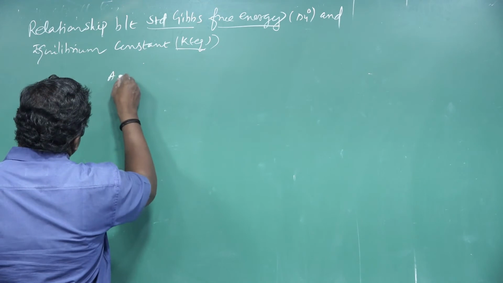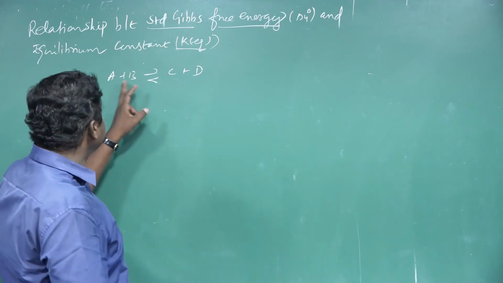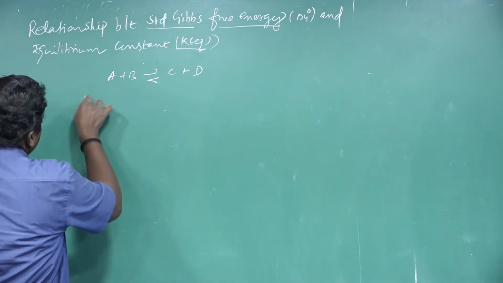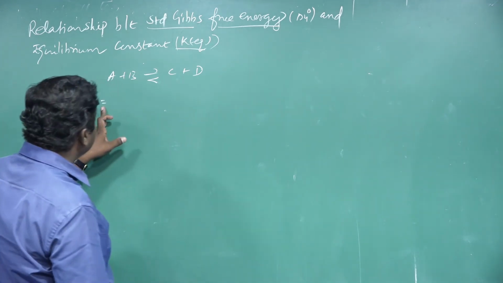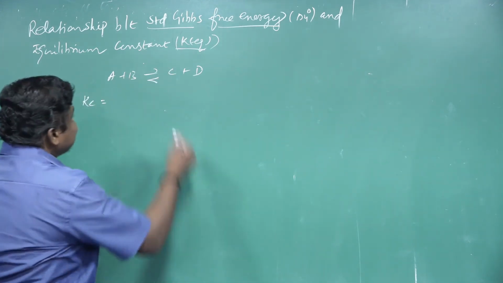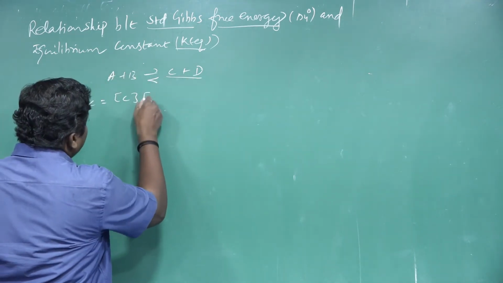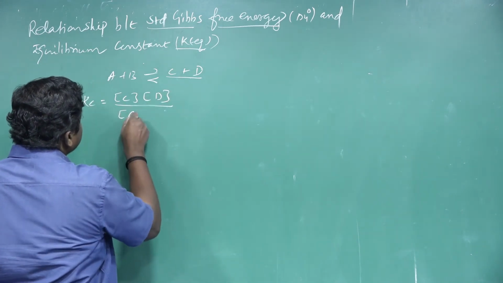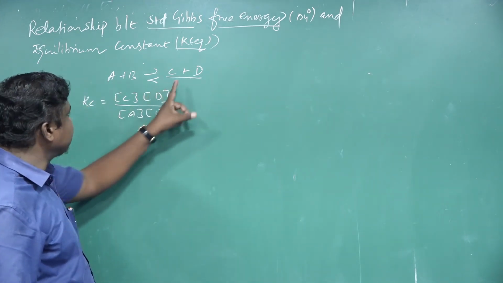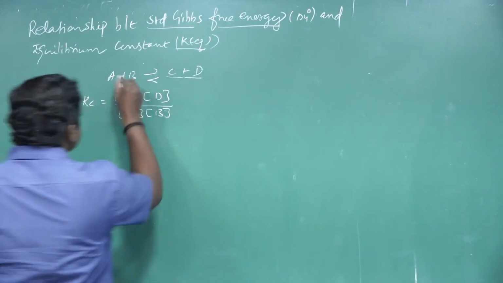Let us consider A plus B giving reversible C plus D. To calculate Kc, the equilibrium constant, Kc is equal to the rate of forward reaction equal to the rate of reverse reaction. The equilibrium constant is the concentration of product divided by the concentration of reactant. So the concentration of C and D divided by the concentration of A and B. That is the equilibrium condition.